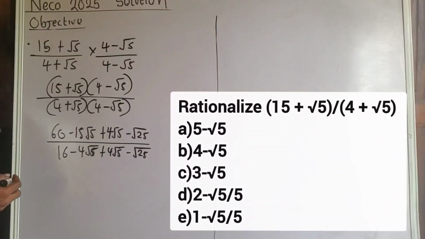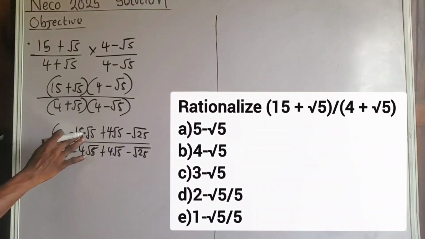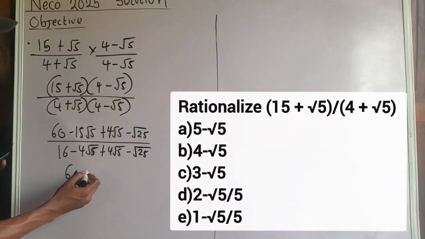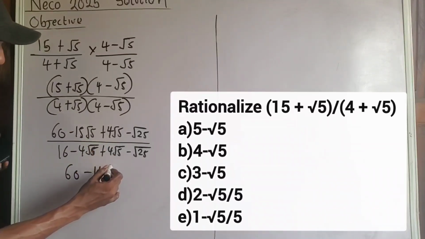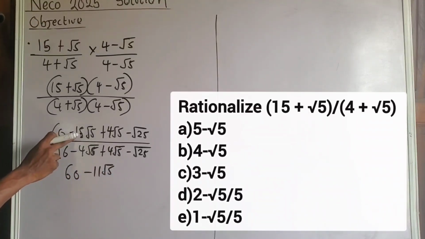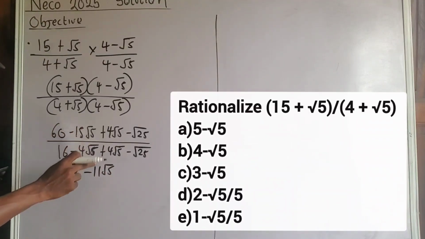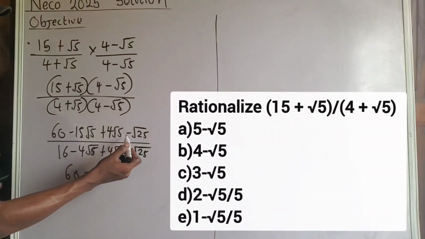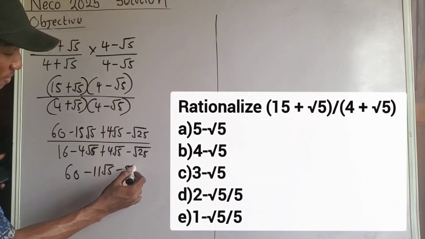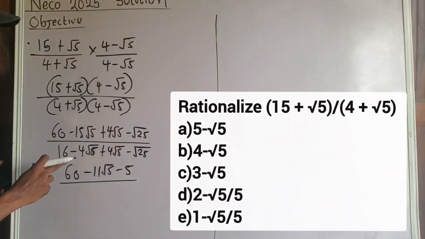Okay, so for this now, I'm going to have 60 minus 15 root 5 plus 4 root 5, which is 60 minus 11 root 5. Are you getting it? Minus 15 root 5 plus 4 root 5 will give me minus 11 root 5. Now, please pay attention, minus root 25. The square root of 25 is 5. So I'm going to have minus 5 all over 16.